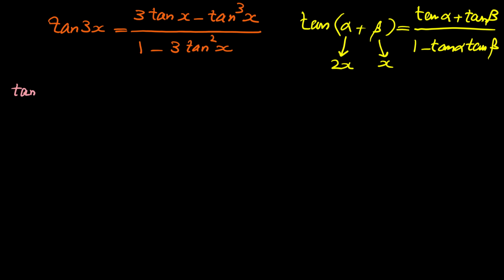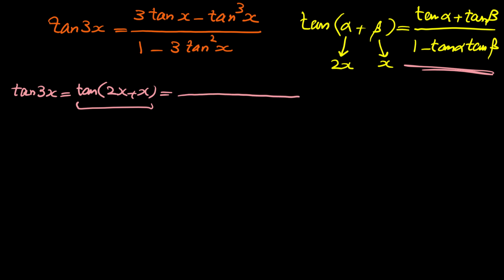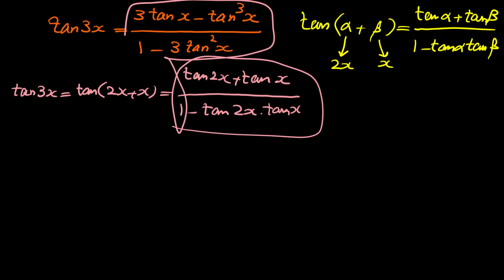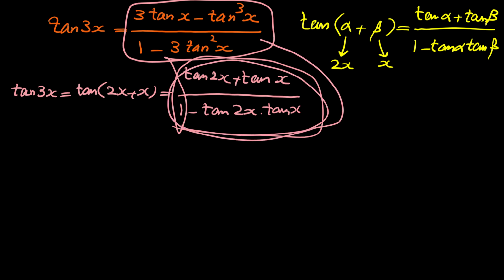Tangent of 3x is tangent of 2x plus x. Now for finding this, we use this identity. This equals tangent of alpha, which is tangent of 2x, plus tangent of beta, which is x, all over 1 minus tangent of alpha, tangent of 2x, times by tangent x. Now compare this relation with the relation that we want to prove. So we have to show that this equals to that.